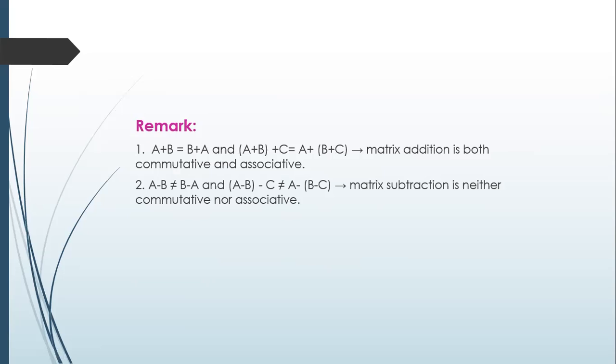Remark: A plus B equals B plus A, and A plus B plus C equals A plus B plus C. Matrix addition is both commutative and associative. A minus B is not equal to B minus A, and A minus (B minus C) is not equal to (A minus B) minus C. Matrix subtraction is neither commutative nor associative.